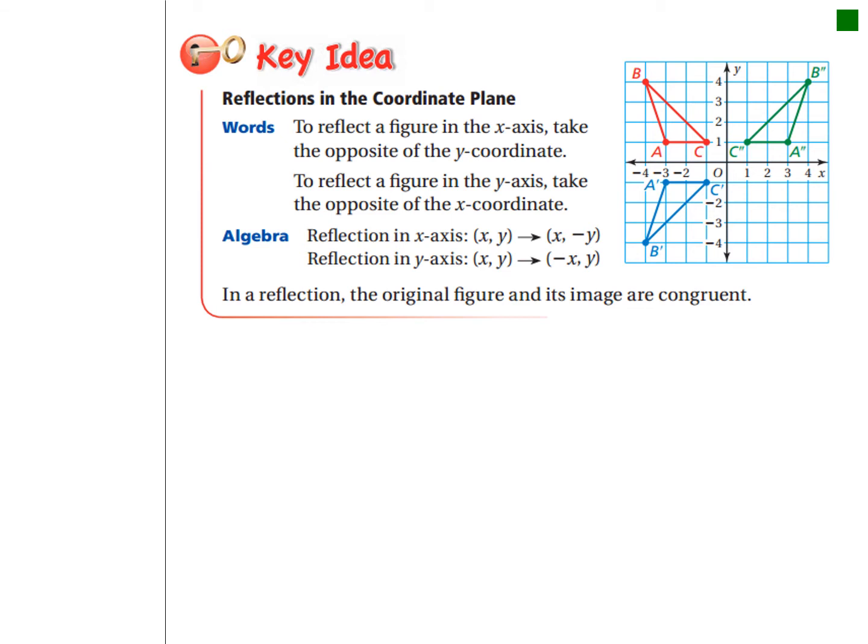All right, as 8th graders, I need you to get away from just being able to visualize if they are a reflection to the algebra behind and how to make it exact. So in words, you don't have to write this down. You're going to take notes of what I put down here on this bottom half of my screen. All right, words. To reflect a figure in the x-axis, take the opposite of the y-coordinate. And to reflect a figure in the y-axis, take the opposite of the x-coordinate. It's super important that we remember that this vertical line is y and this horizontal line here is x.